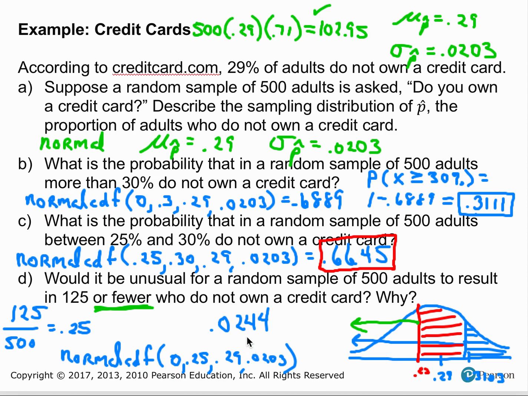Now, actually this question didn't ask me to calculate the probability. This one said, would it be unusual? But to answer that question, I needed to know the likelihood, the probability of that happening. And the probability of that happening is like 2%. So would that be unusual? Yes, that's unusual. Why? Because the probability is only 2% of that happening. And if we need more explanation, we can say that's less than our 5% rule of thumb.